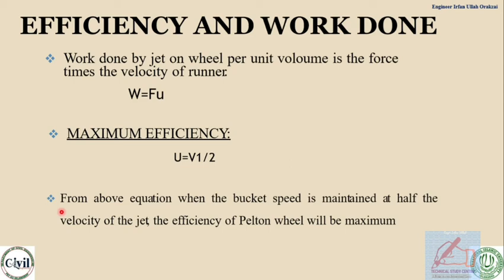Efficiency and work done: the work done by the jet on the wheel per unit volume is equal to the force multiplied by the velocity of the runner. Means this is the work done per unit volume, this is the force, and this is the velocity of the runner. How can you find force? This can be found with the system in the lab, like it's called torque. Maximum efficiency can be achieved when the runner velocity, the turbine velocity, is equal to half of the velocity of the water jet. So you will get maximum efficiency of the turbine.